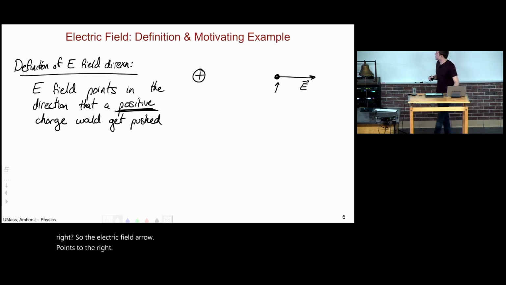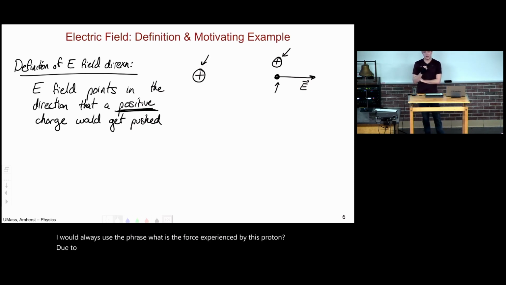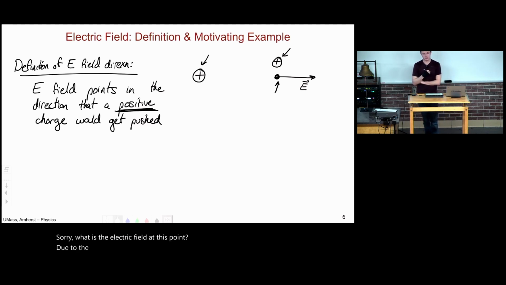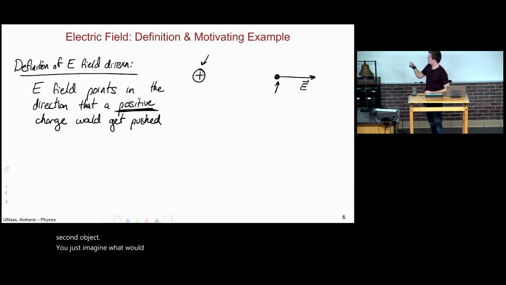Now, I want you to notice something about the electric field. Beforehand, when I had the two protons here, I would always use the phrase, what is the force experienced by this proton due to this proton? When I'm talking about the electric field, I would ask you, what is the electric field at this point due to the proton? I don't mention a second object at all, because there is no second object. You just imagine what would happen if there were a second object, a second positive charge, that you were to put into the situation.